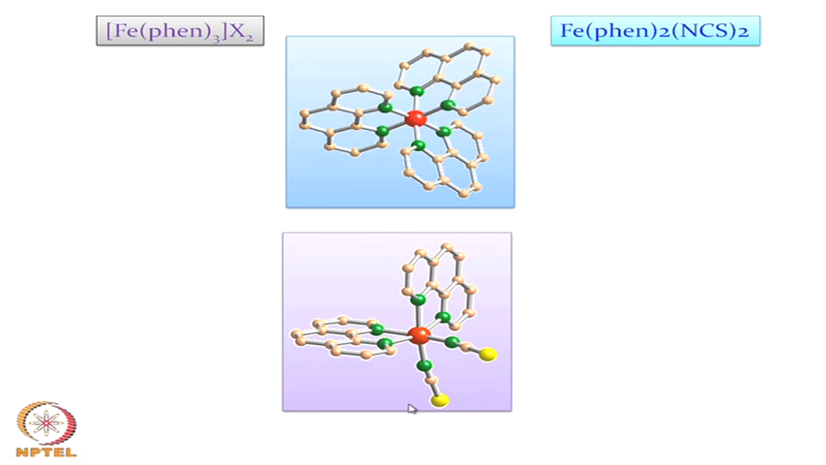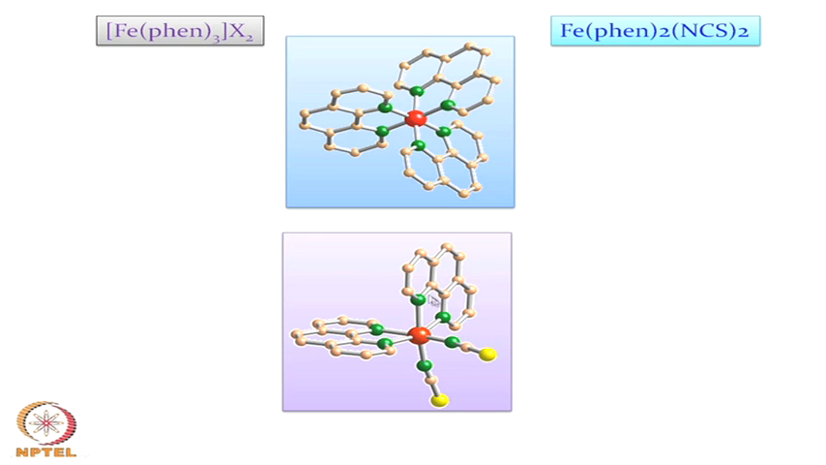So, the other molecule will look like this. We have just not substituted these 2 groups. These 2 groups are still there, and we are having only the corresponding NCS and NCS binding. So, the environment around iron is still Fe(N)6.